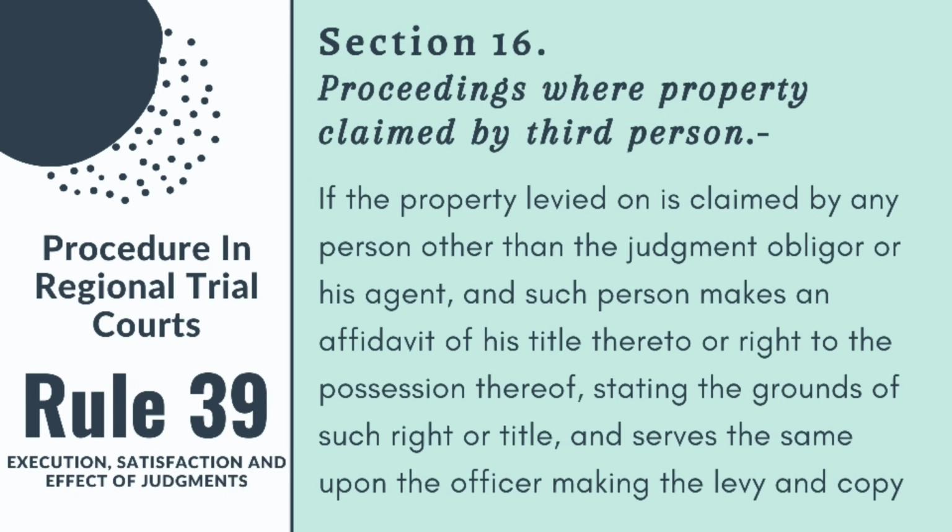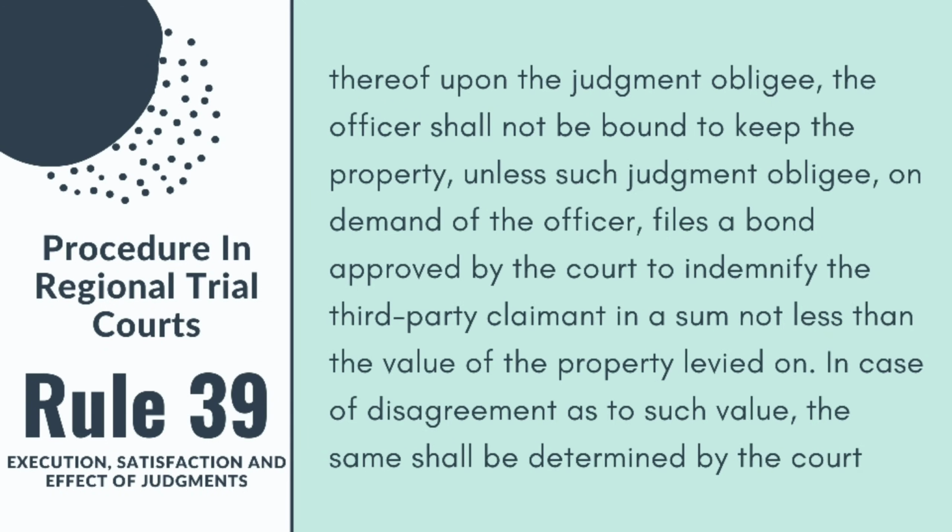Section 16. Proceedings where property claimed by third person. If the property levied on is claimed by any person, other than the judgment obligor or his agent, and such person makes an affidavit of his title thereto, or right to the possession thereof, stating the grounds of such right or title, and serves the same upon the officer making the levy, and a copy thereof upon the judgment obligee, the officer shall not be bound to keep the property, unless such judgment obligee, on demand of the officer, files a bond approved by the court to indemnify the third-party claimant, in a sum not less than the value of the property levied on.